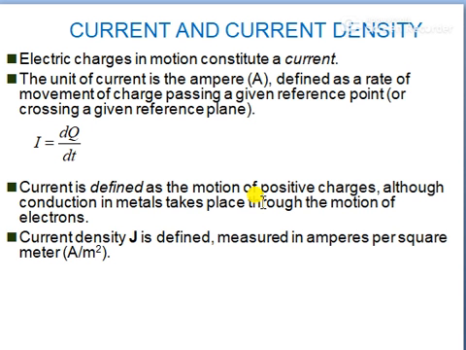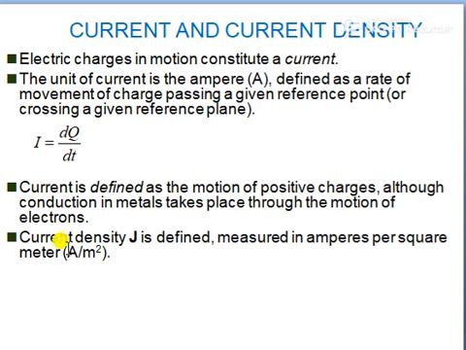Now whenever charges are passing through any specified surface or a point in a material per second, that will contribute as a current. Therefore the unit of current is amperes, defined as the rate of movement of charge passing a given reference point or crossing a given reference plane, and that is given by I is equal to dq by dt, right? So current is defined as a motion of positive charges, although conduction in metal takes place through motion of electrons. This is about the current.